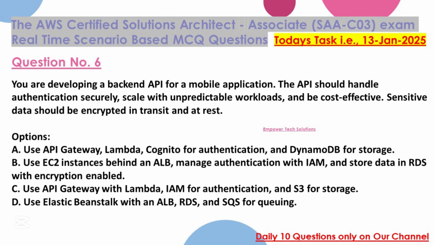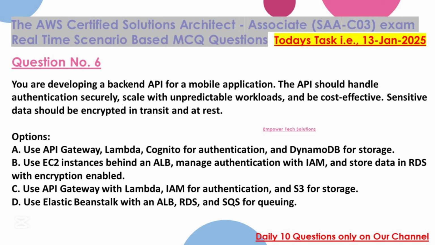You are developing a backend API for a mobile application. The API should handle authentication securely, scale with unpredictable workloads, and be cost-effective. Sensitive data should be encrypted in transit and at rest. Options: A. Use API Gateway, Lambda, Cognito for authentication, and DynamoDB for storage.